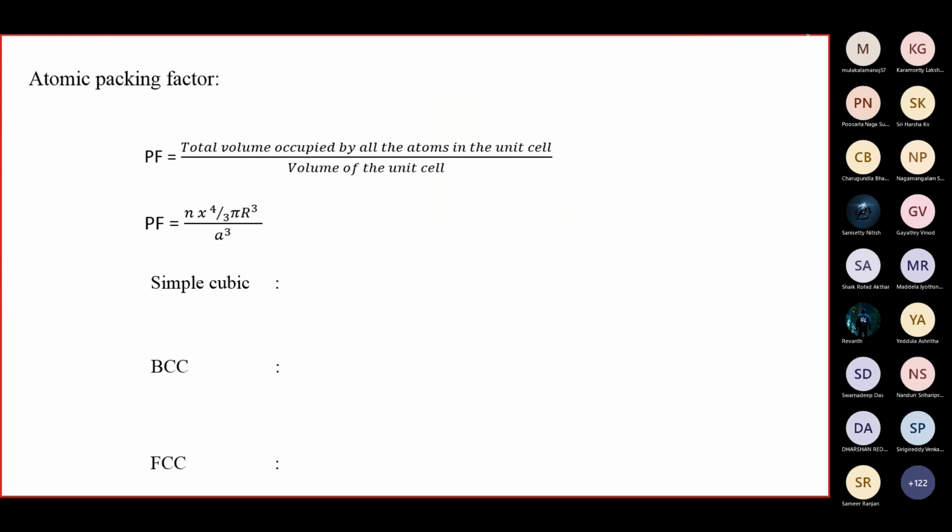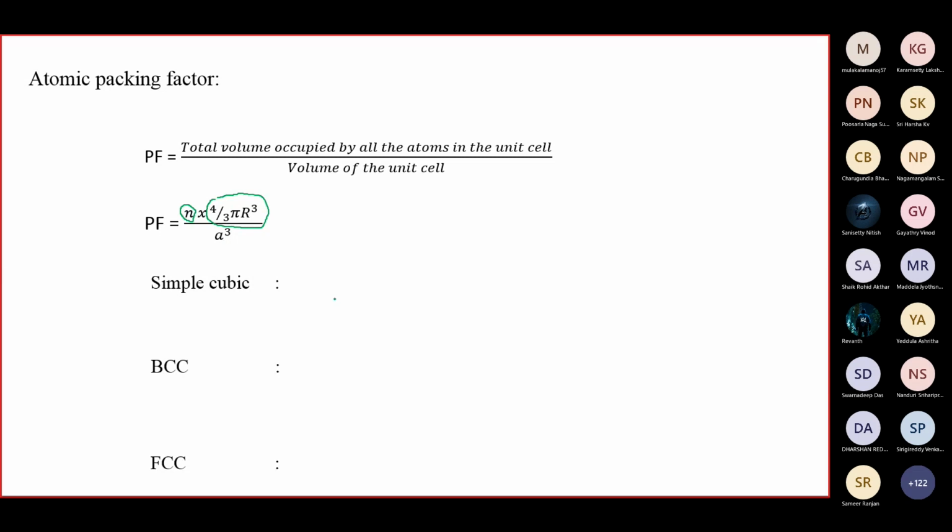Okay, let's move on. Now this is atomic packing factor. That means this is indirectly saying about the density of atoms in a unit cell. So packing factor is equal to the total volume occupied by all the atoms in the unit cell divided by the volume of the unit cell. The total volume occupied is given by the total number of atoms multiplied by the volume of each atom, divided by the volume of the unit cell.